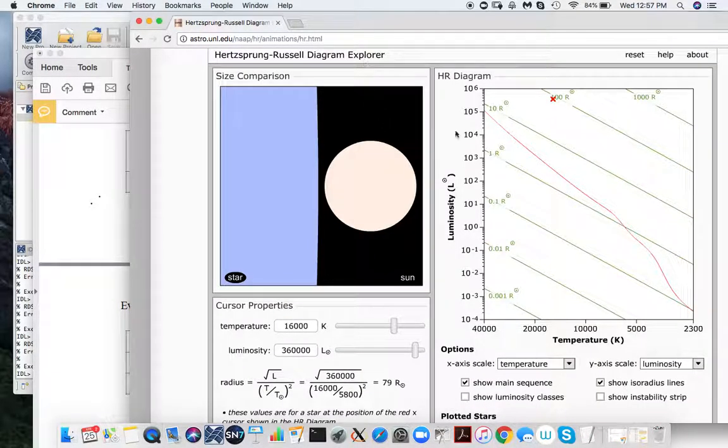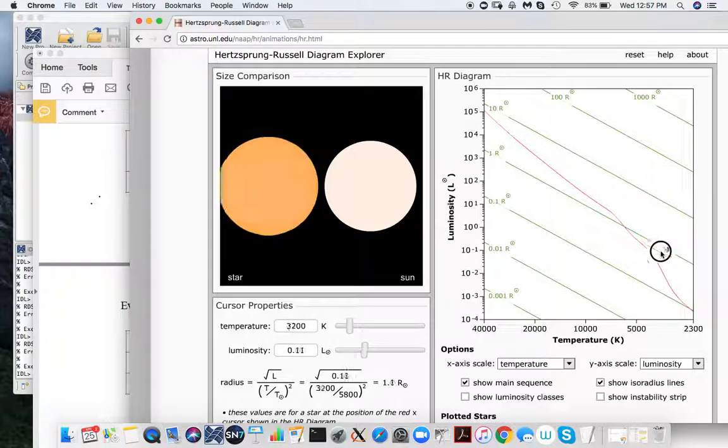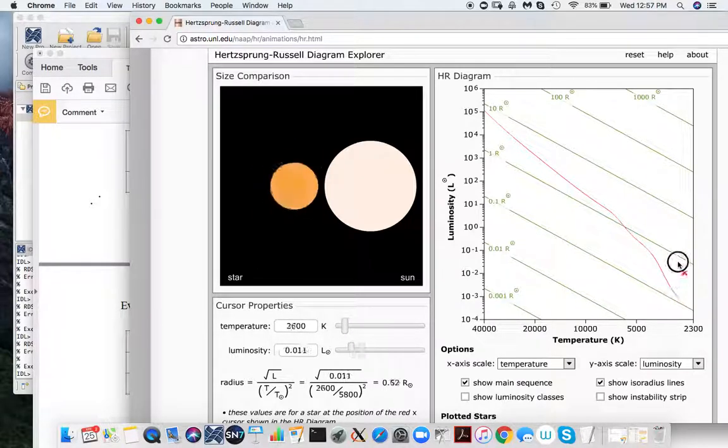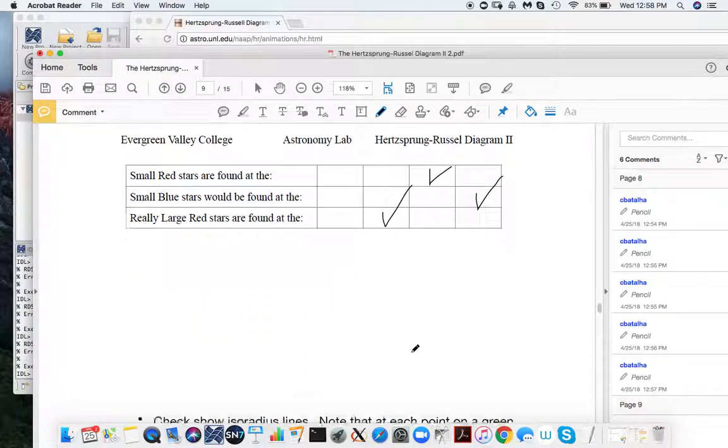And small red stars. So small, you're going to go to smaller radius. So red means somewhere here. So we are talking about what? Lower or bottom right-hand side. Lower right-hand side, right there. And then the small blue stars would be lower left-hand side. And really large red stars are on the upper right. And they are red because they are cold.